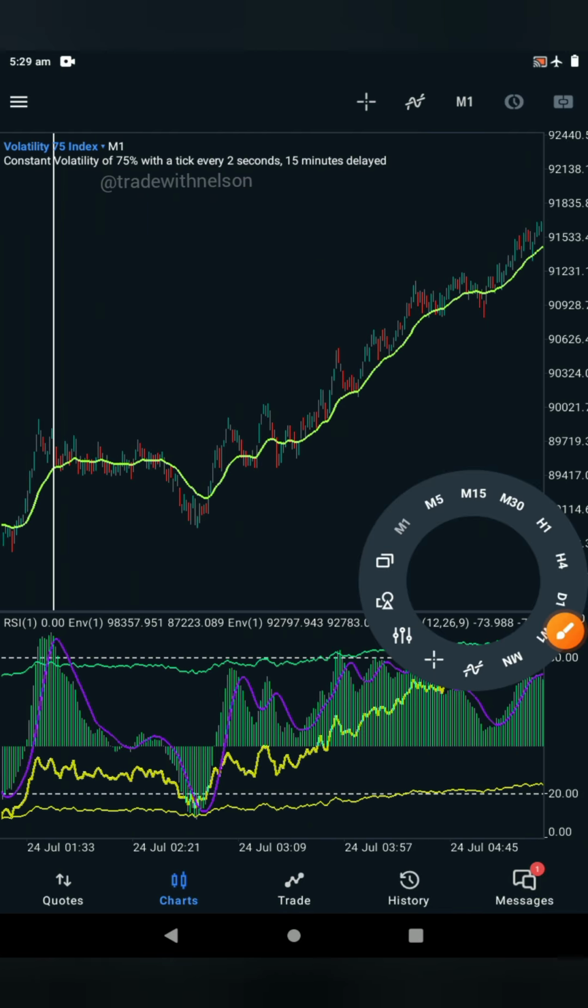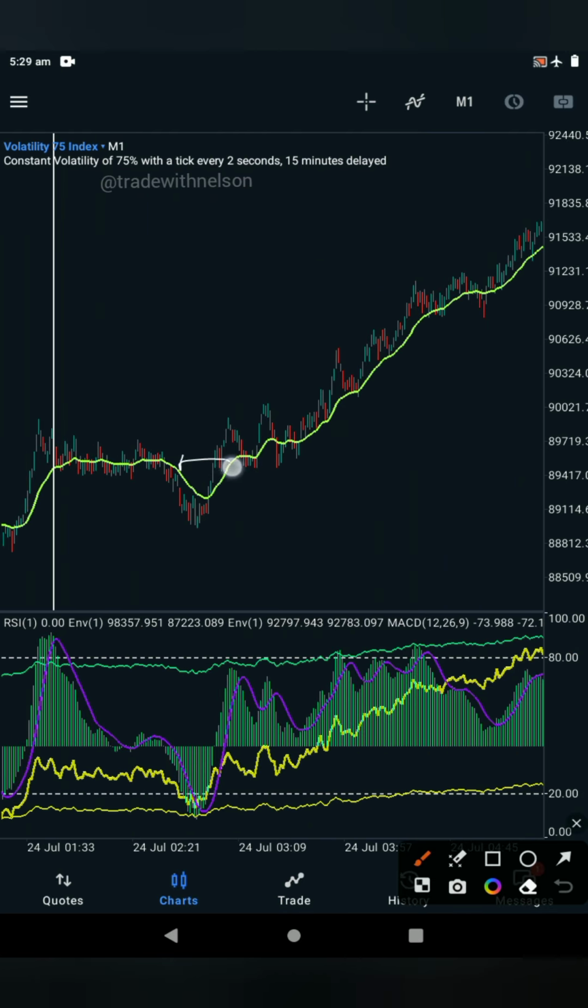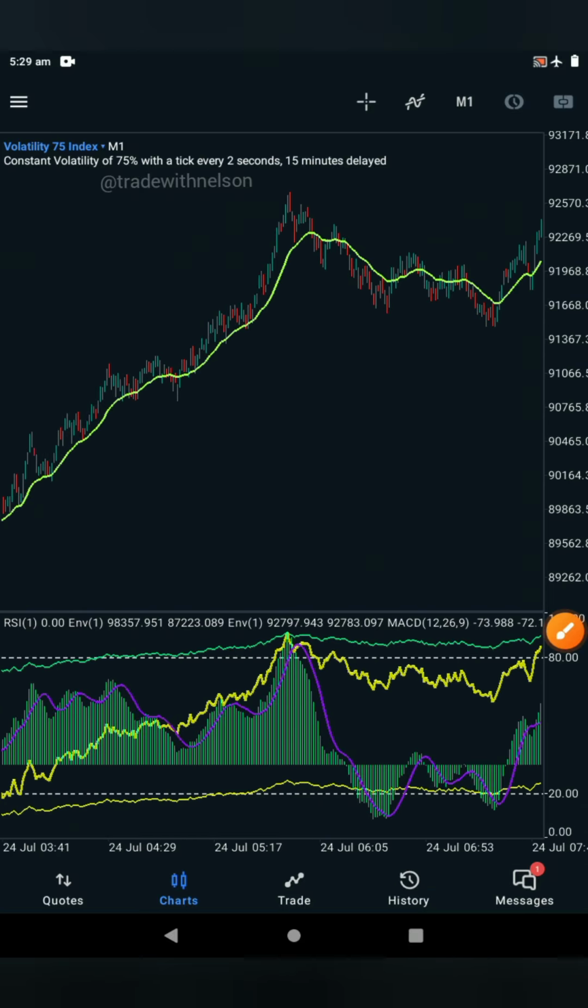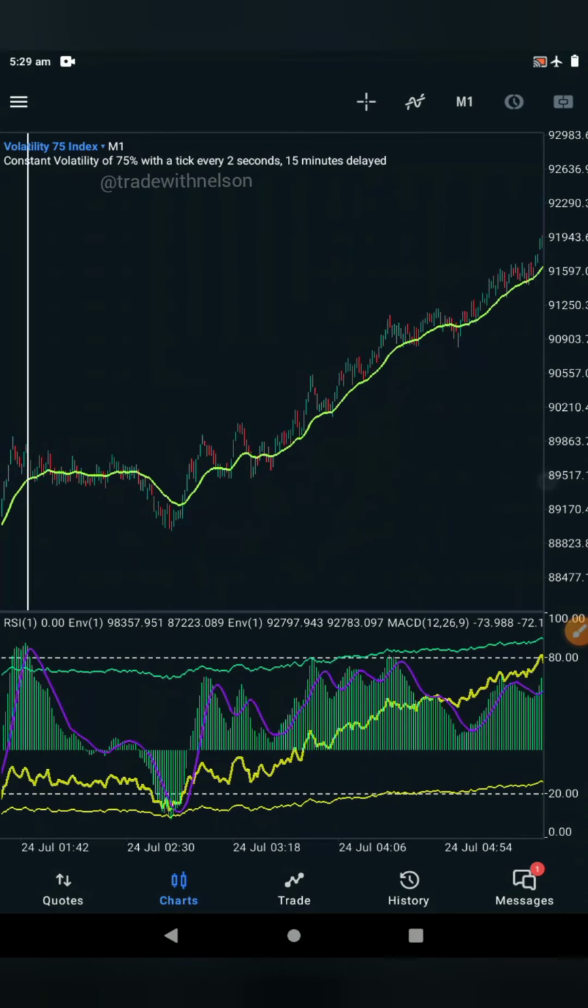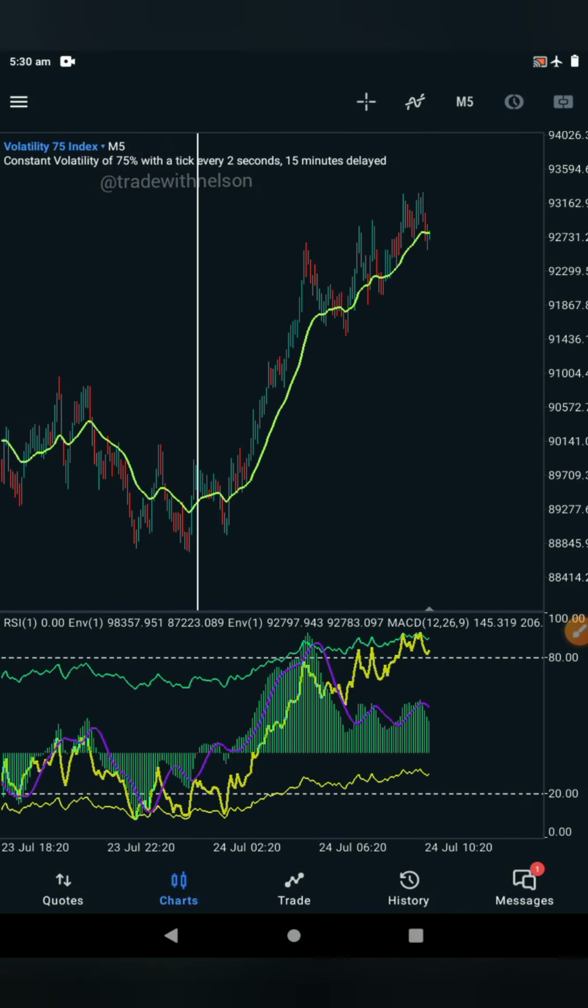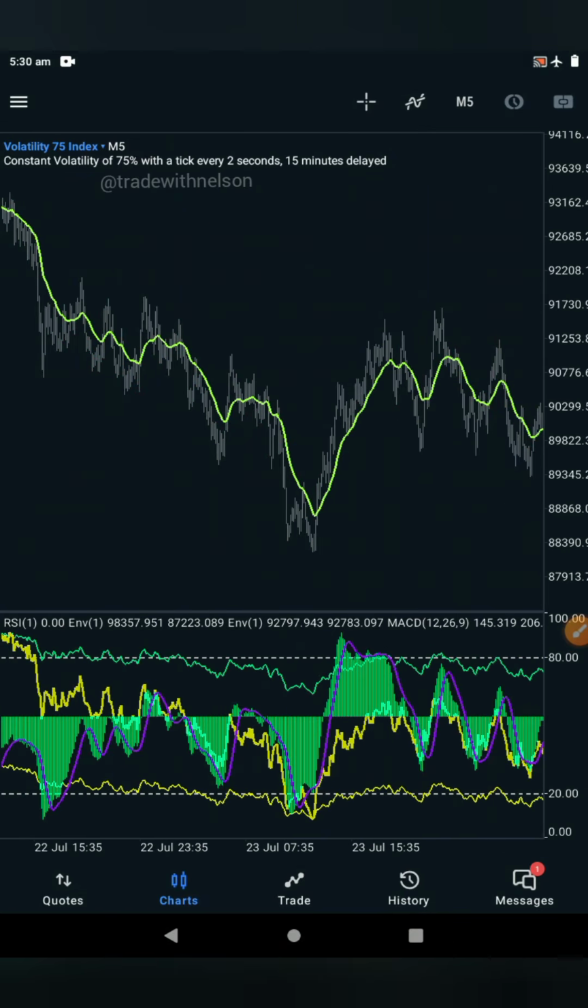You can see that immediately we have the break. You enter your buy, stop loss below here. Market continues to rally to the upside, even up to this point. So if I go back to my 5 minutes time frame, let me show you more example.